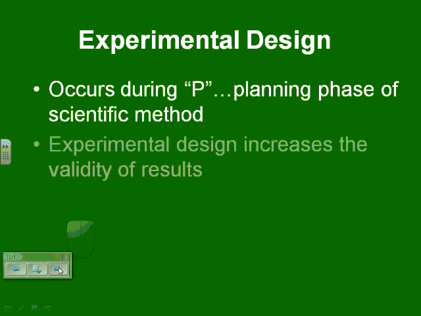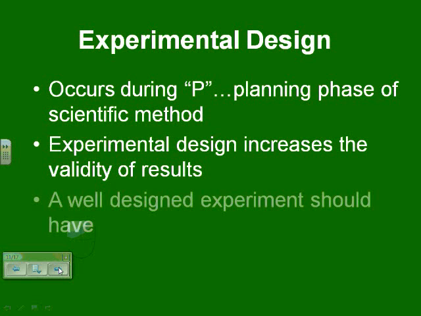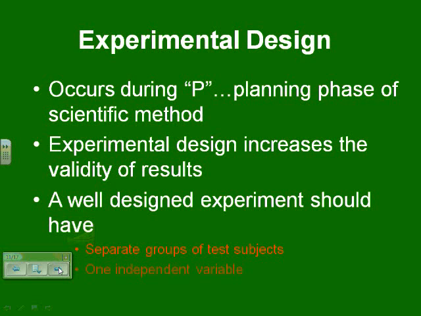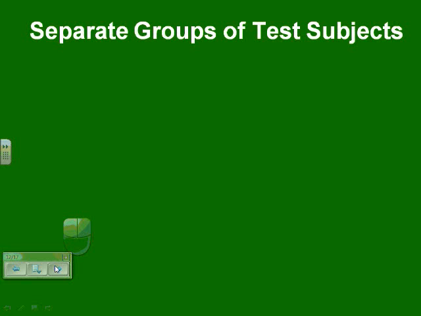So, like I said, it occurs in the planning phase of the scientific method, and it's going to help improve our validity, all right? So, the things that it should always have: separate groups of test subjects, an independent variable, and a dependent variable. All right, we're going to talk about those a bit more in depth.